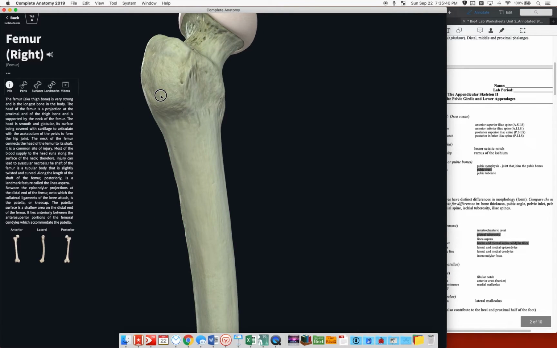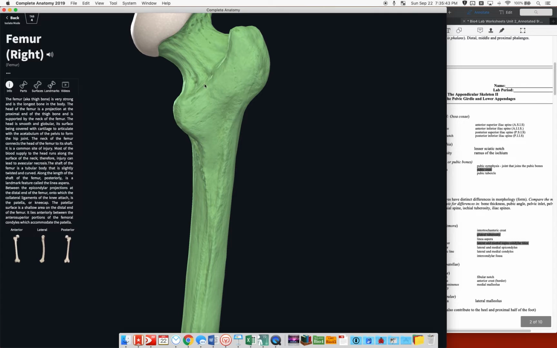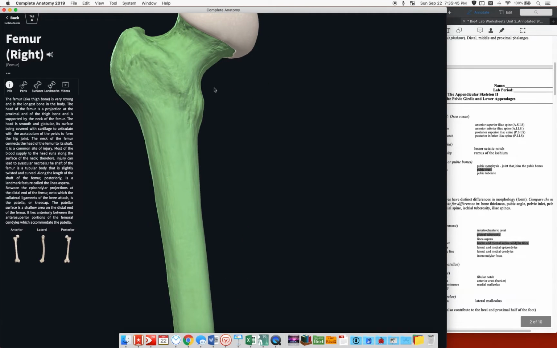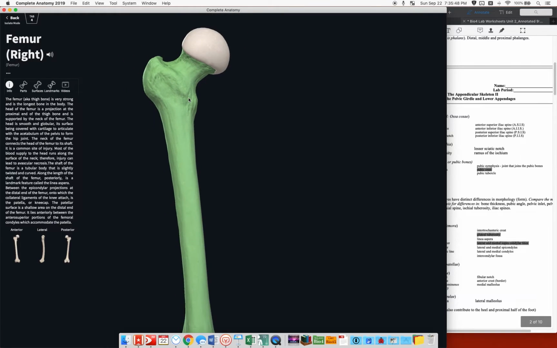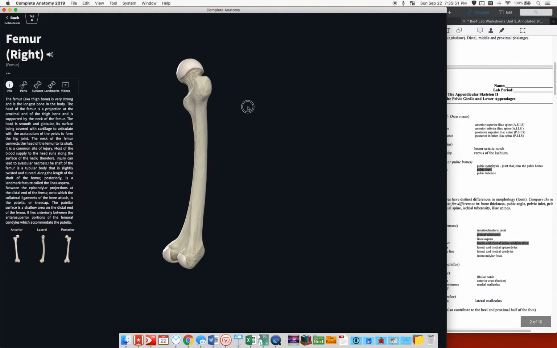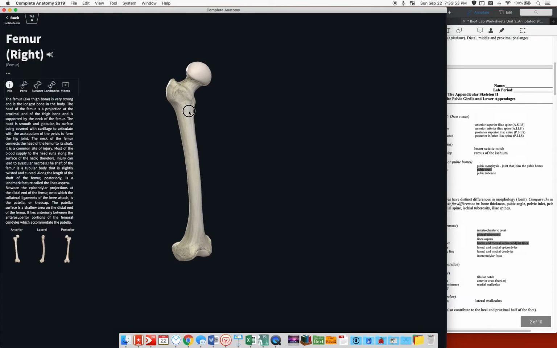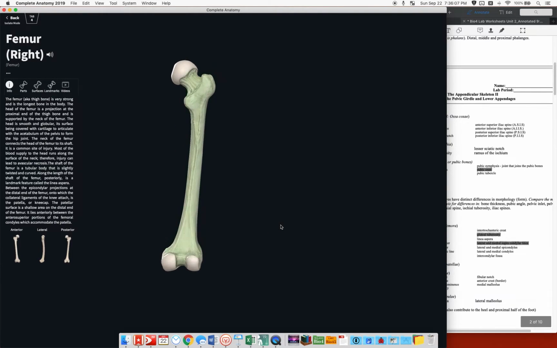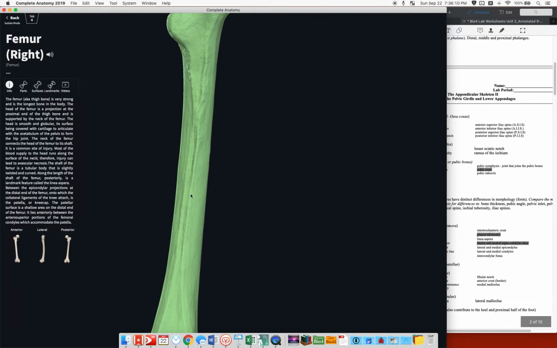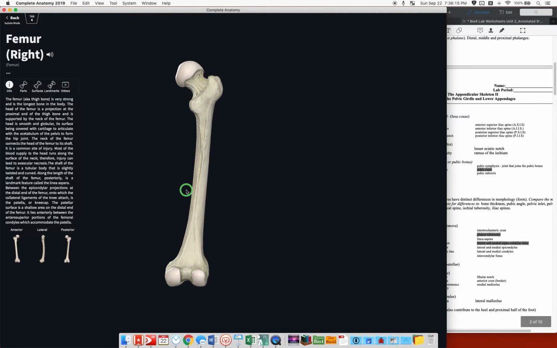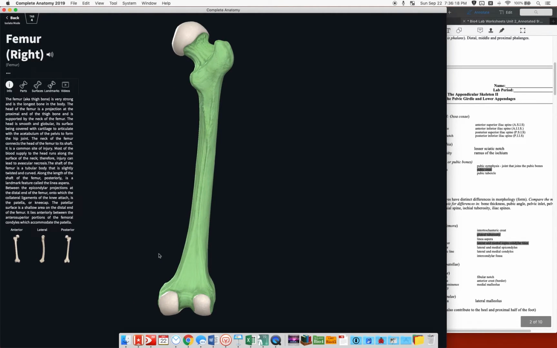Notice there are two different landmarks: intertrochanteric crest and intertrochanteric line. The intertrochanteric line is anterior. The crest is posterior. The patellar surface is down here, where the patella will be located, just above. Now if you look to the back, this line is the linea aspera. Then the lateral and medial epicondyles; the epicondyles are next to the condyles.